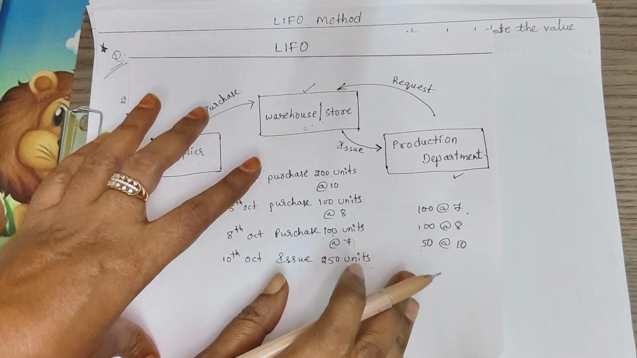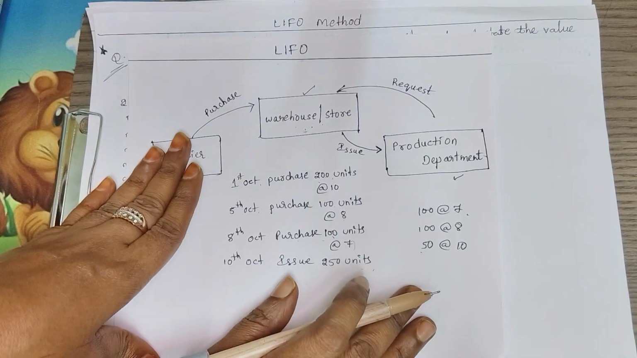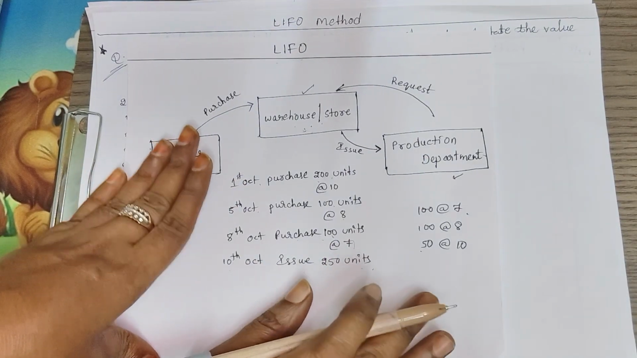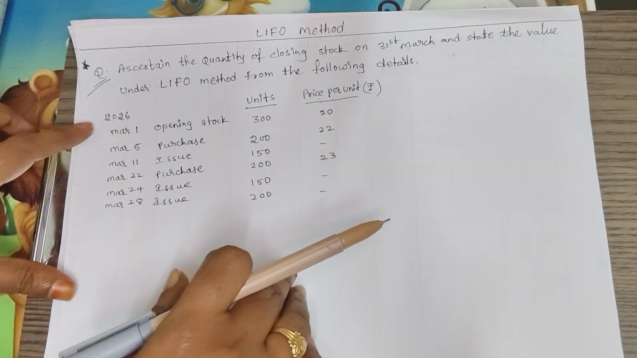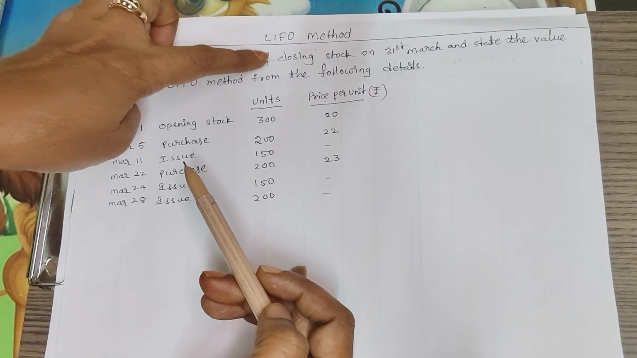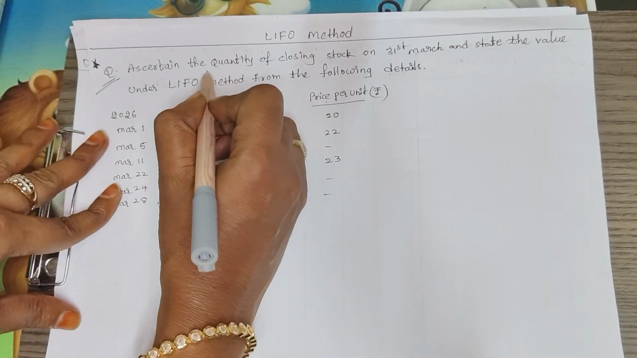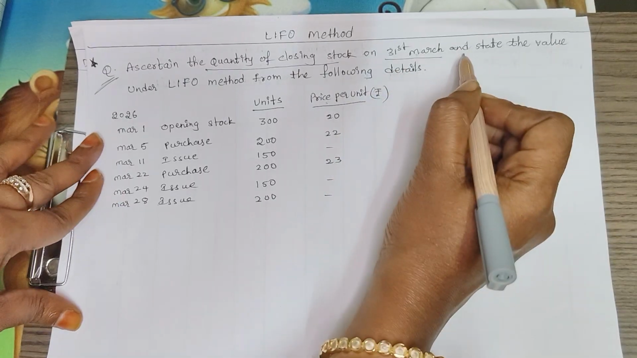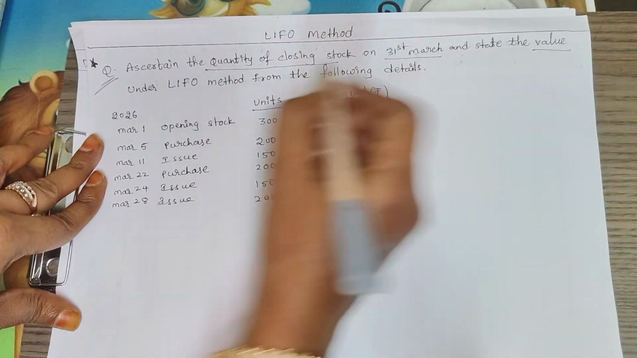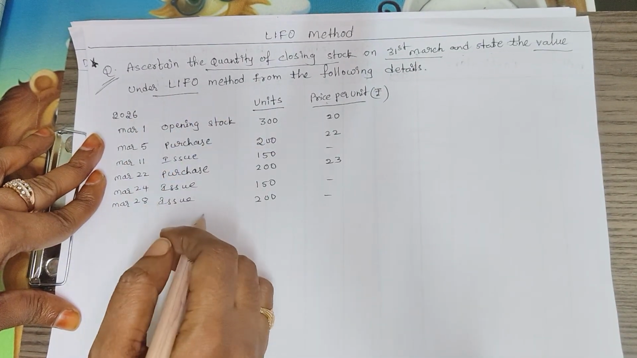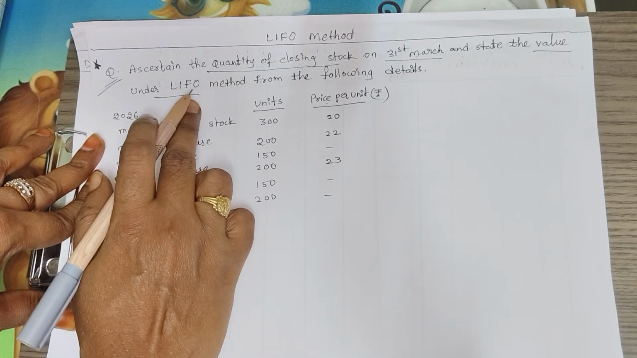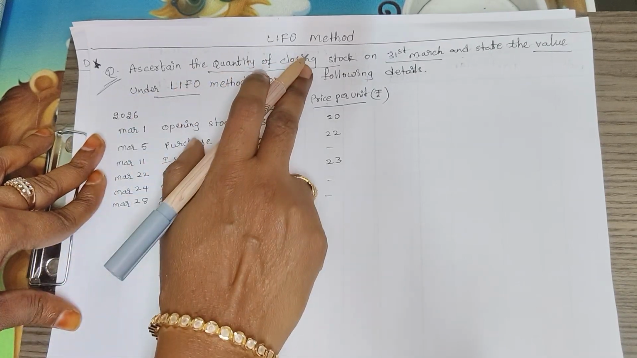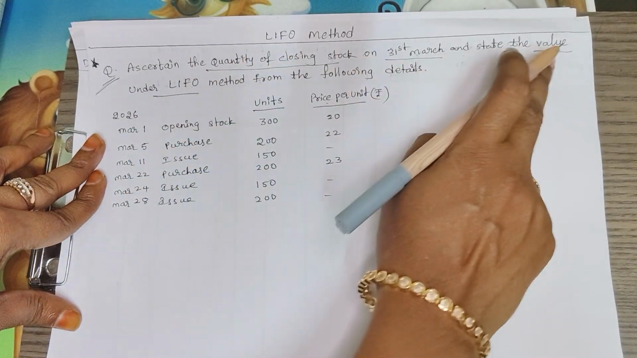So, this is the way we need to issue the material by using the LIFO method. Let's start one solution. Ascertain the quantity of closing stock. Here we need to calculate the quantity of closing stock on 31st March and state the value under the LIFO method. So, here we need to follow the LIFO method. By using the LIFO method, we need to find out the closing quantity as well as value.